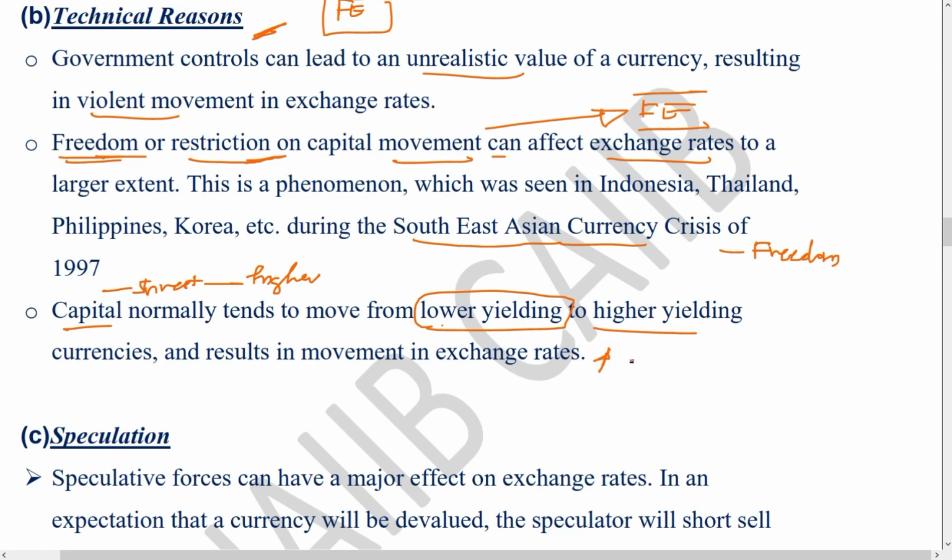Whenever more investment is coming into a country, that country's currency gets stronger, since they are purchasing that country's currency. For example, if most capital is coming into India, our currency will get stronger and appreciate. If the investments are taken away from India and go to another country like the USA, our currency will be weakened, it will be depreciating.